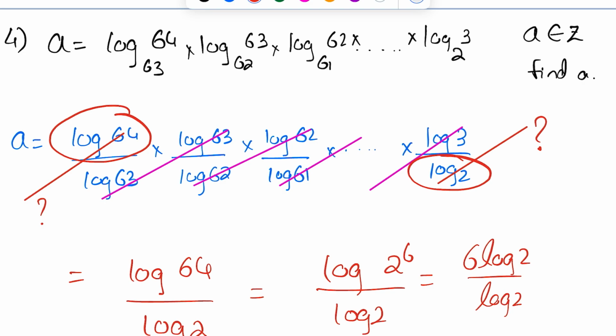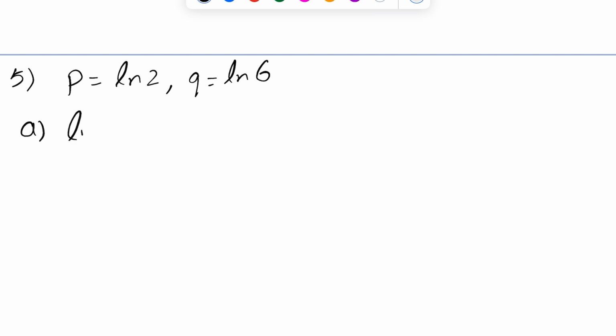That's question number 4. Coming to question number 5, it has been given that P equals ln 2, Q equals ln 6. Write the following in terms of P and Q. The first part is ln 12, the second part is ln 3, and the third part is ln 48.